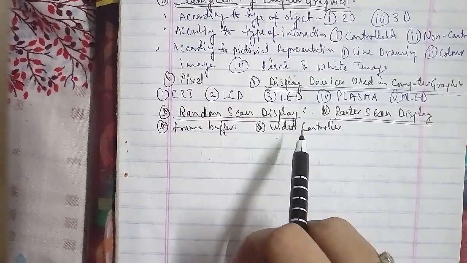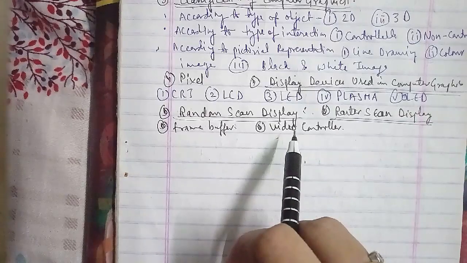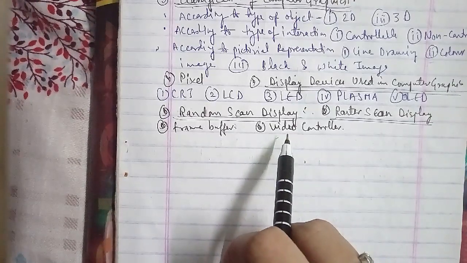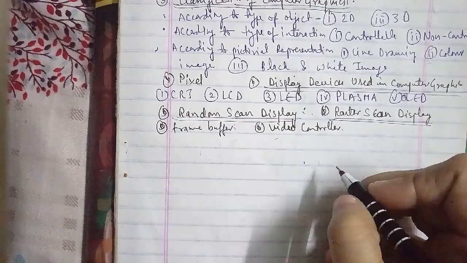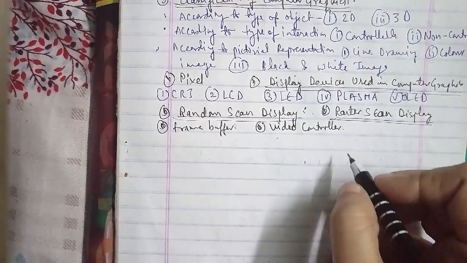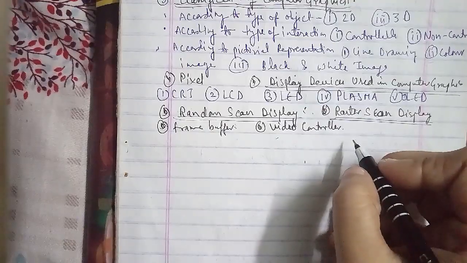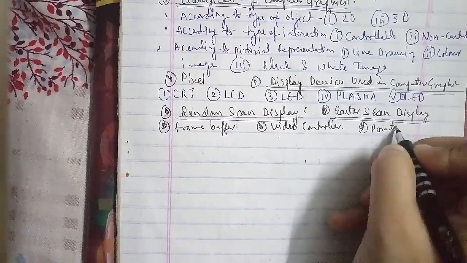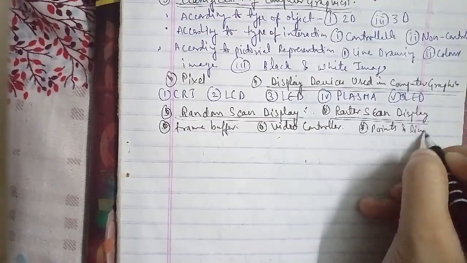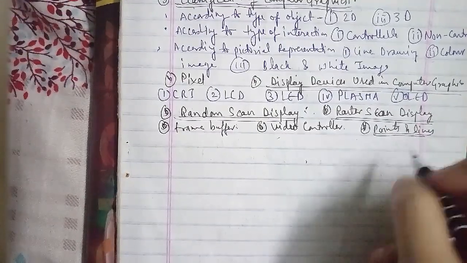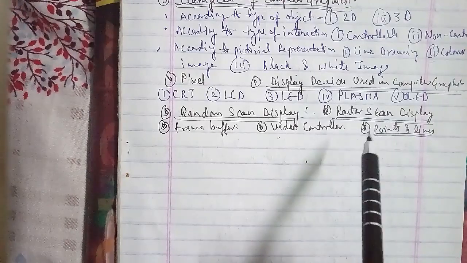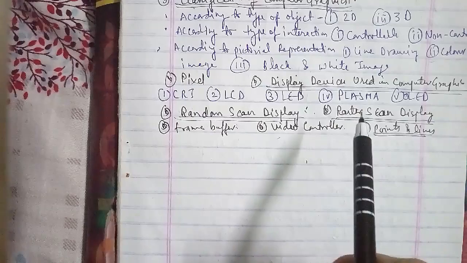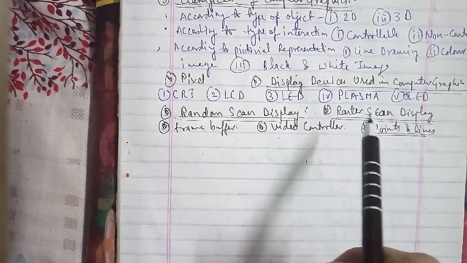Now we'll discuss how to describe the line segment. Any piece of a line having endpoints is called a line segment. An example of a line segment is P1 to P2, where P1 and P2 are the endpoints.